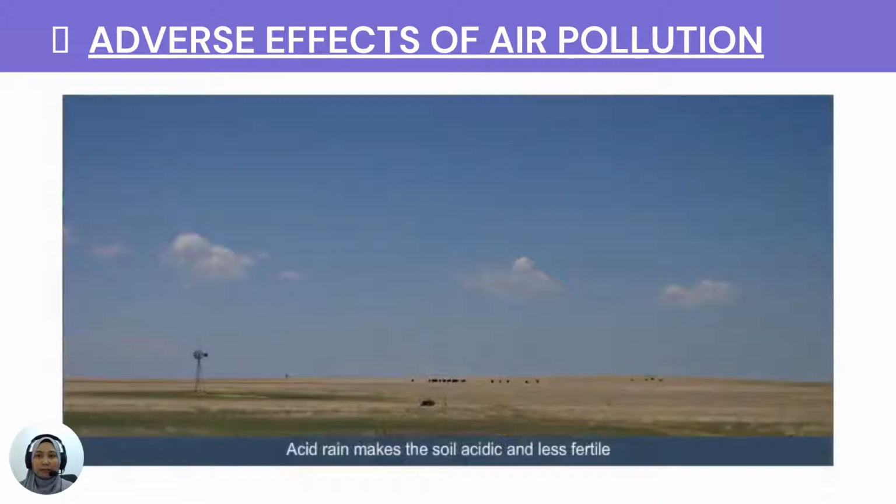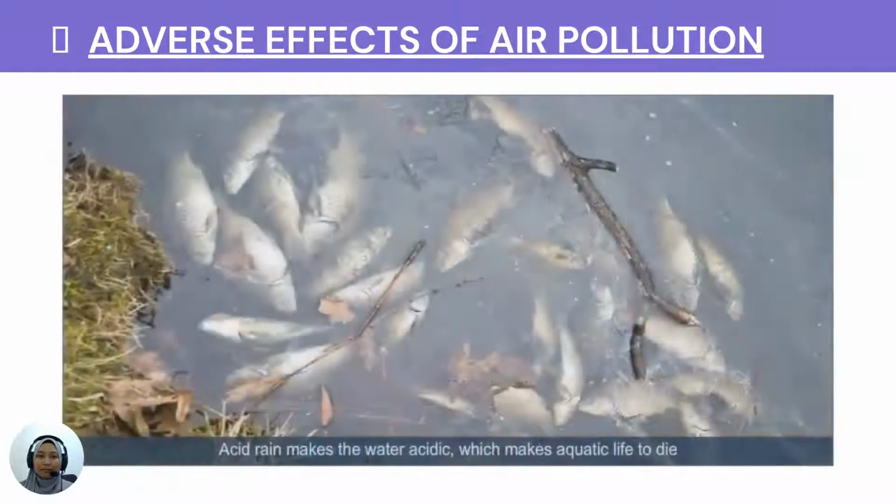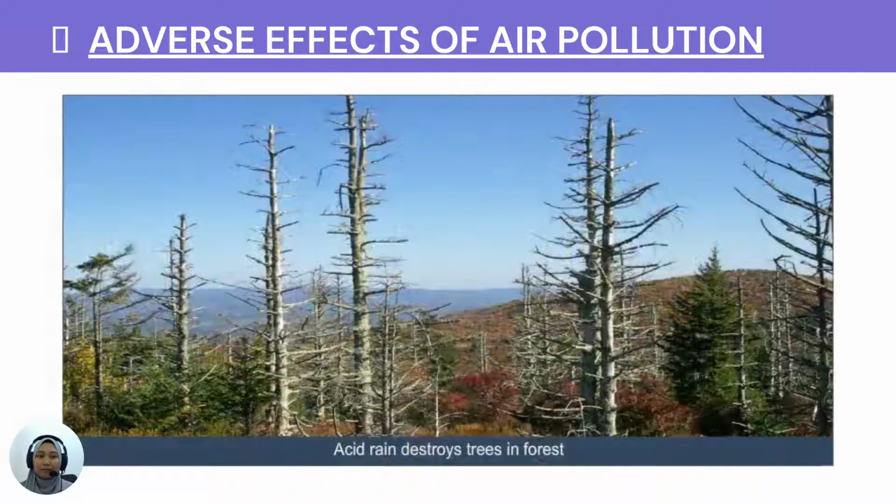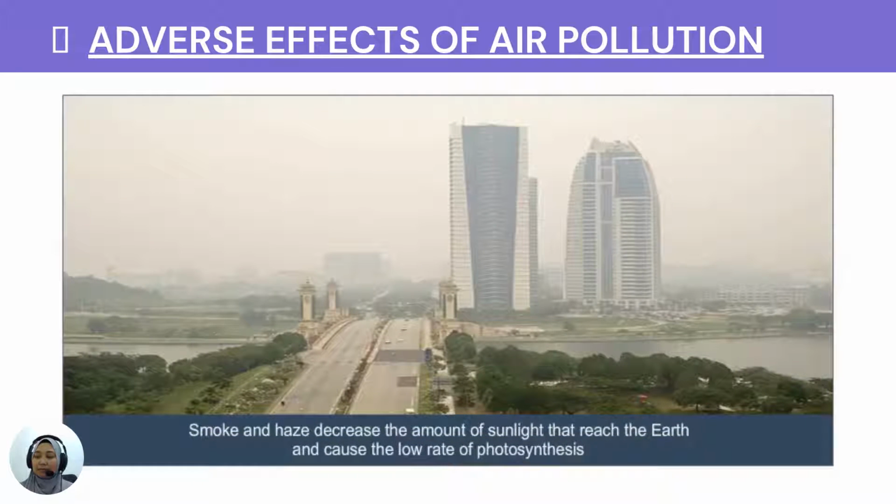There are many adverse effects of air pollution on plants and animals. Acid rain makes the soil acidic and less fertile. Acid rain makes the water acidic, which makes aquatic life die. Acid rain destroys trees and forests. Smoke and haze decrease the amount of sunlight that reaches the earth and cause a low rate of photosynthesis.